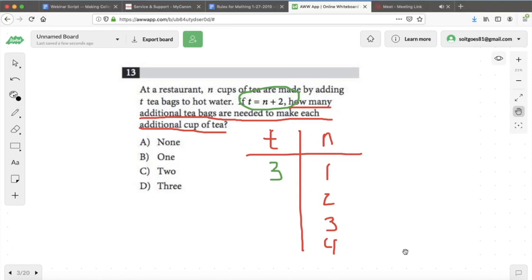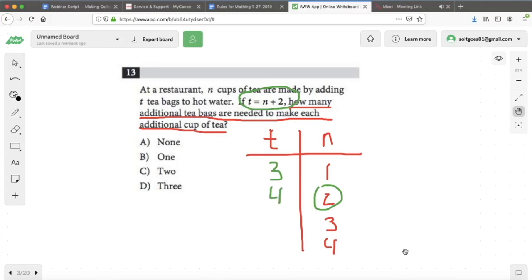Okay. Excellent. Thank you for your input. I really appreciate the input. All right. So let's make 2 cups of tea now, right? N is now 2. Julie, how many tea bags do we need when we're making 2 cups of tea? That is, when N is 2, what's the T value? 4. It's going to be 4.